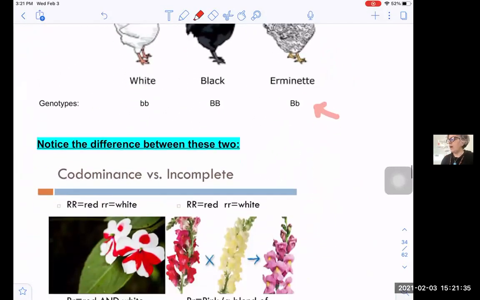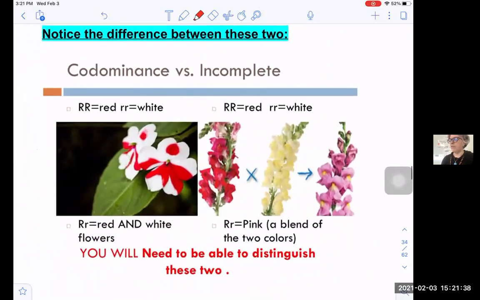All right, let's look at these two side by side to notice the difference. In codominance, they share dominance in the heterozygous. There's a red version and a white version, and they both show up in the heterozygous. In incomplete dominance, if you cross red and white, you get a pink flower, a third color, a third phenotype, a blend of the two. You will need to be able to distinguish between these two on the test. There'll be a question about whether this is an example of codominance or incomplete dominance. The homework assignment is set up to help you get acquainted with both of those.